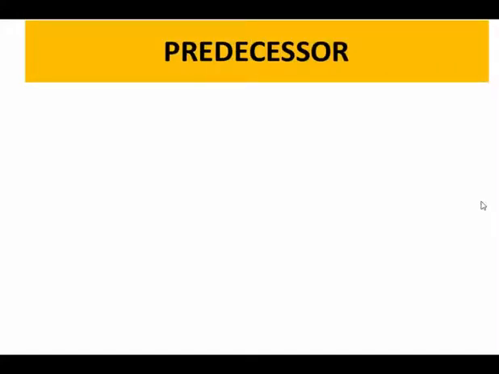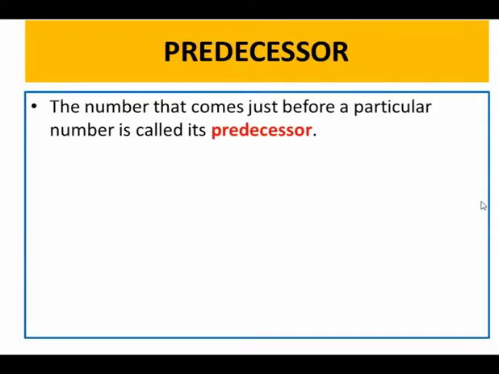So first comes predecessor. So what is predecessor? The number that comes just before the particular number is called its predecessor. Predecessor means the number minus 1. The given number minus 1 is the predecessor of the given number.